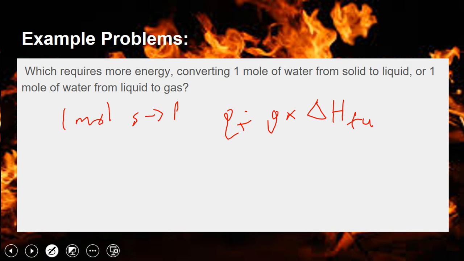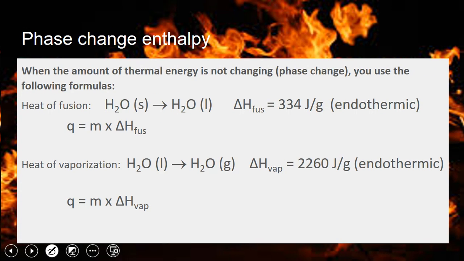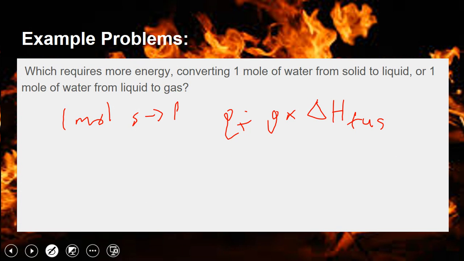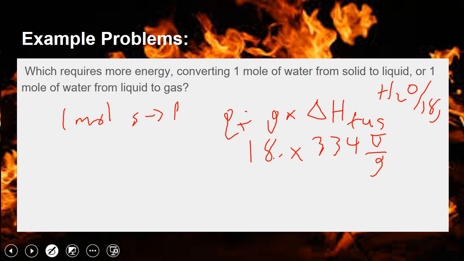The heat of fusion is 334 joules per gram. For a mole of this, we have to figure out how many grams there are. For that, grams to moles, we go to the periodic table. H2O, 2 times 1 plus 16, so that's going to be 18 grams in 1 mole. So that's 18 grams times 334, and we find out that's 6,012. So that's 6,012 joules for a mole of water to go from solid to liquid.